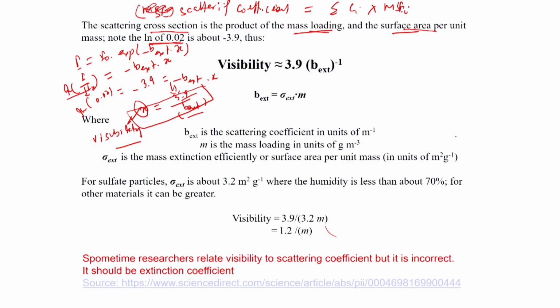We also discussed, for example, the mass scattering efficiency. Here it is given for sulfate particles as about 3.2 meter square per gram, where the humidity is less than 70%. If the humidity is more than 70%, this value will change and actually increase, but for relative humidity less than 70%, the b extinction due to sulfate particles can be taken as 3.2. Thus, if you have mostly sulfate particles, then you can use this.